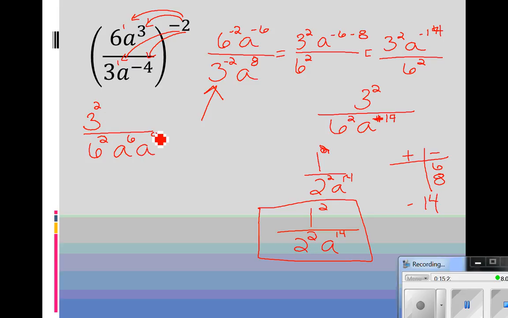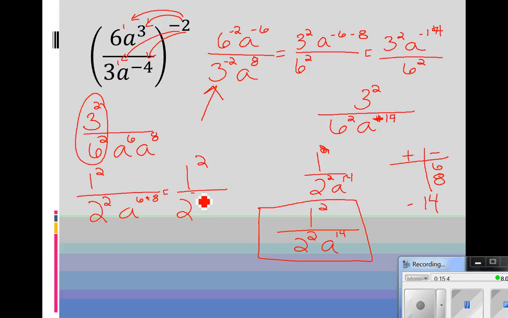Now I have different rules to apply, but I'm going to still get the same answer. I can look here and know that I already can do my 1 over 2, keeping them to the second power. And then I have a to the 6th plus 8. So I am still left with 1 to the second over 2 to the second power, a to the 14th.